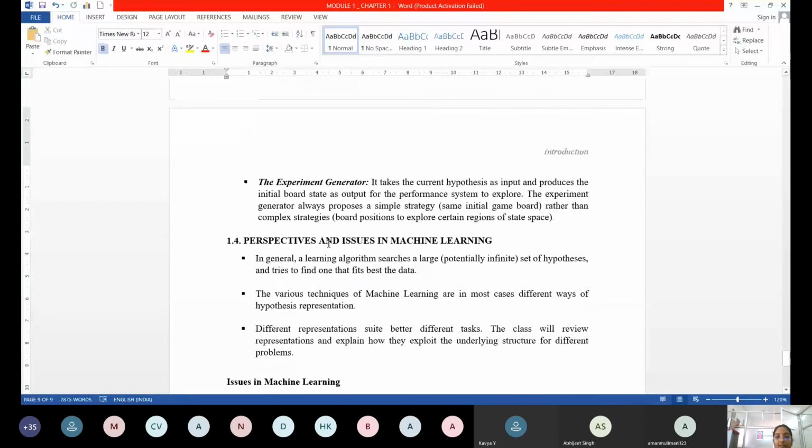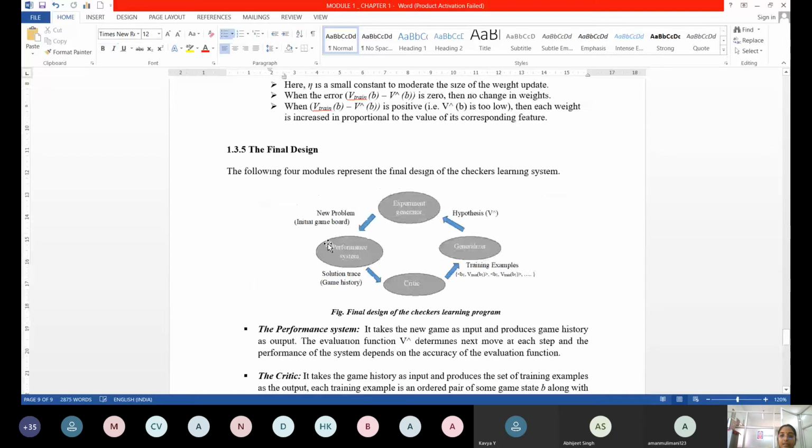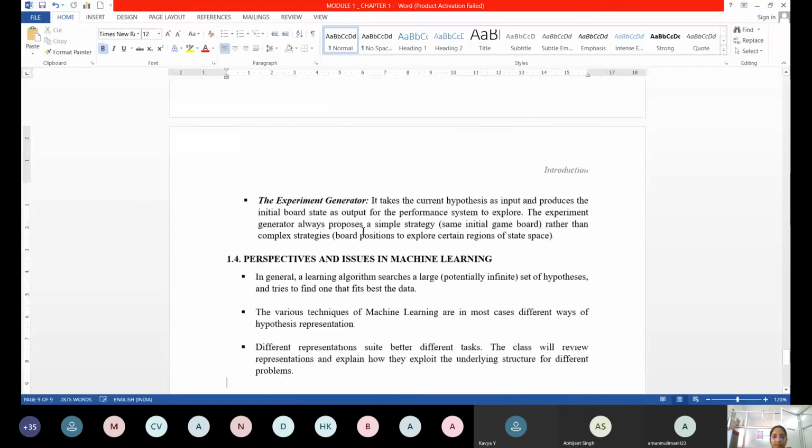The last one, the experiment generator, takes the hypothesis as the input and produces a new problem again, which is cyclic, right? Here, the new problem is, at the end of the game, you can start a new game, or after making a move, there will be one more move, that is also a new task. In the same way, both will work here, the general and the base case. And here, the experiment generator always proposes a simple strategy rather than the complex one.